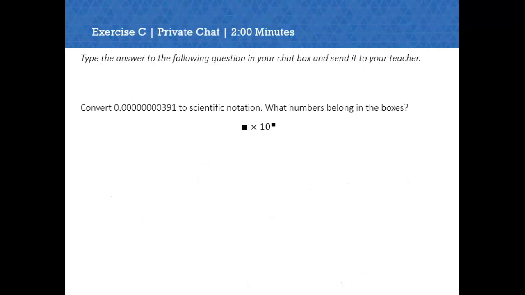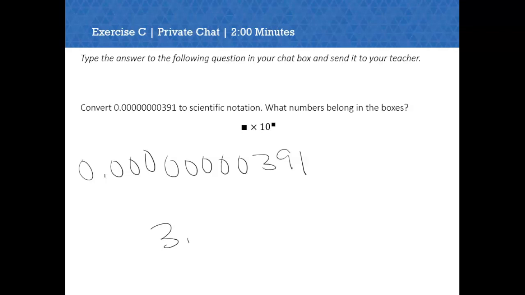So this one is a very small number. So small that I'm not even sure I know how to read. So we need to move the decimal until we have one number in front. So I'm going to make this a 3.91 times 10 to a power. So how many times do I have to move it? 1, 2, 3, 4, 5, 6, 7, 8, 9. We moved it 9 times.